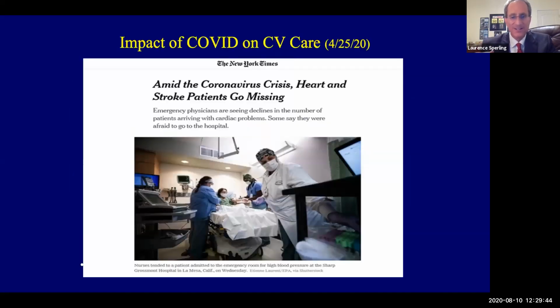Oh, go back one. There we go. So this was the headline of the New York Times in April. Amid the coronavirus crisis, heart and stroke patients go missing. And what we know is these patients haven't been missing. They've been missing from emergency departments, and they've been missing from hospitals, but we think these events are clearly occurring. And there is some data to suggest these events are occurring really in greater numbers than they are when there's not a pandemic. Next slide.